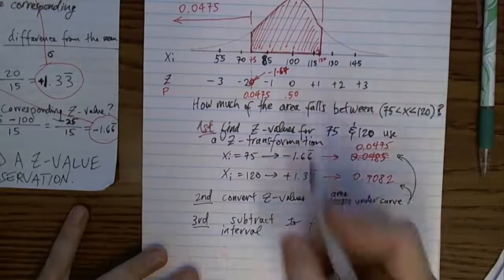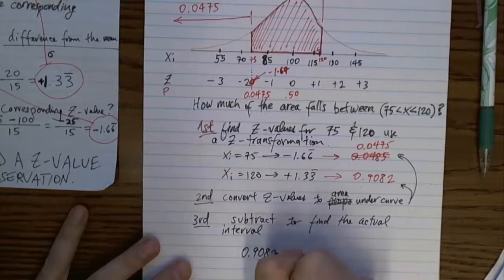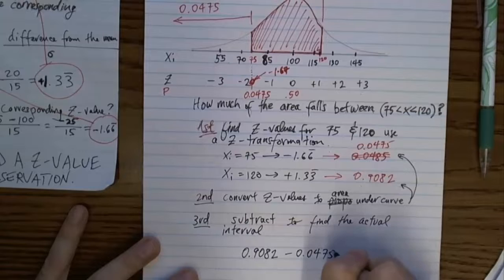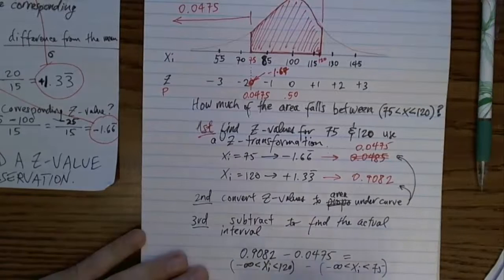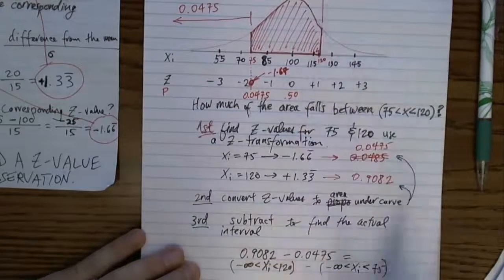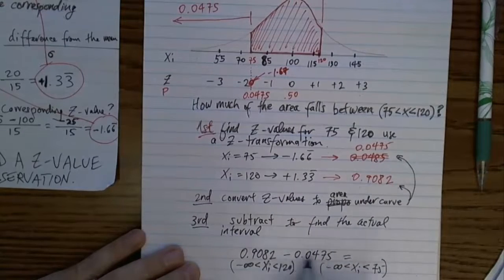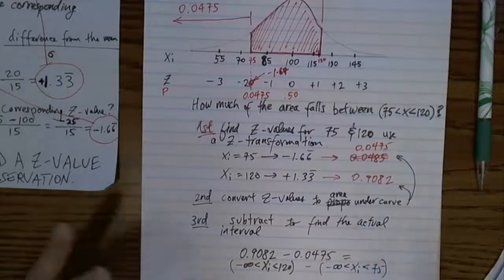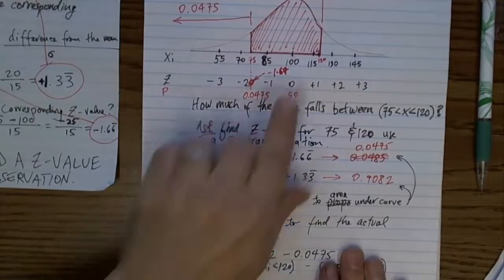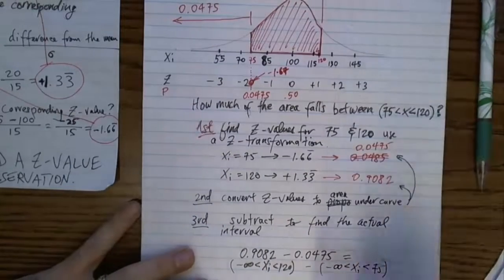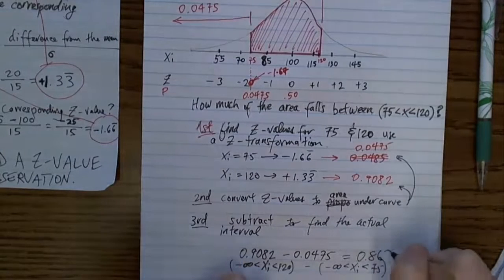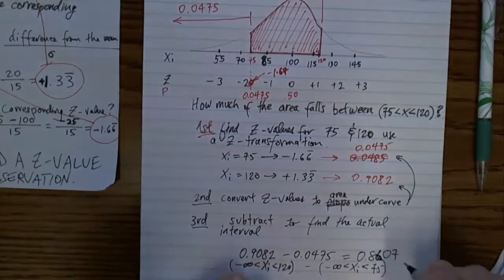We have this big number, so 0.9082 minus 0.0475, and that gives us something. All you would really need to do on an exam is probably just draw your diagram like this and then do the subtraction. If you need to subtract, in some cases you won't. If you just needed to find this area here, then you have that, right? With this, then you end up with 0.8607.